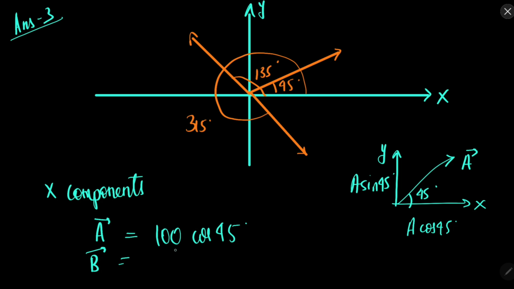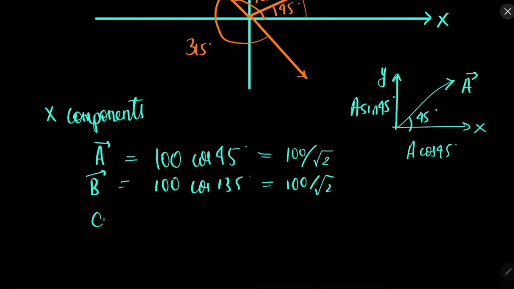Similarly for the B vector, the x component will be 100 cos 135 degrees, which will be minus 100 upon root 2. For the C vector, it will be 100 cos 315 degrees, which will again give us 100 upon root 2.